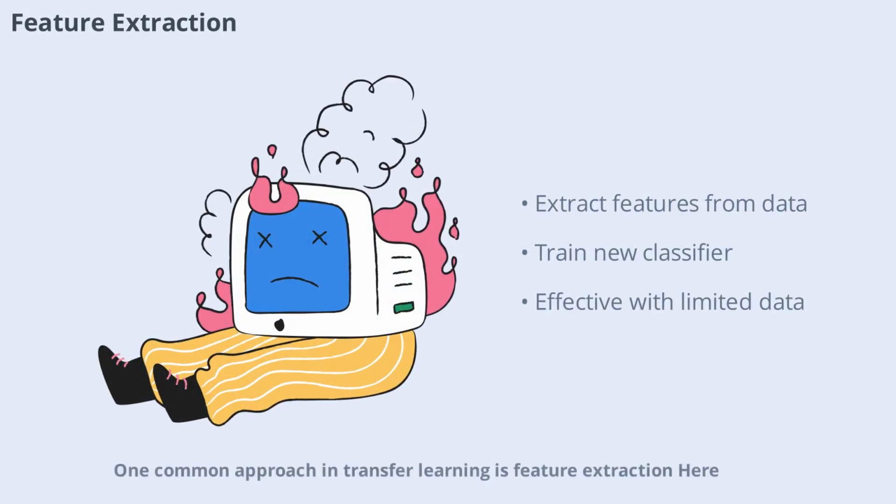One common approach in transfer learning is feature extraction. Here, you use the pre-trained model to extract useful features from your data, then train a new classifier on top. For example, you might use a pre-trained CNN to process images and then use those features for your own classification task. This method is fast and effective, especially when you have limited data for your specific problem.